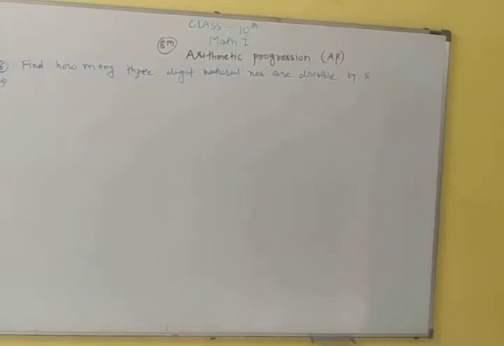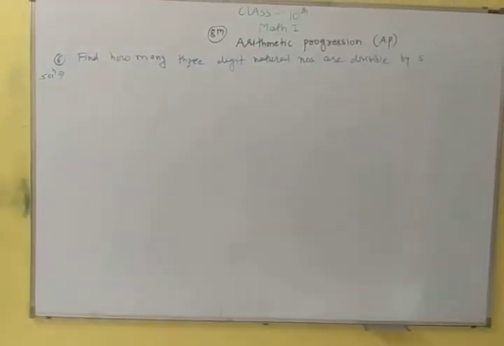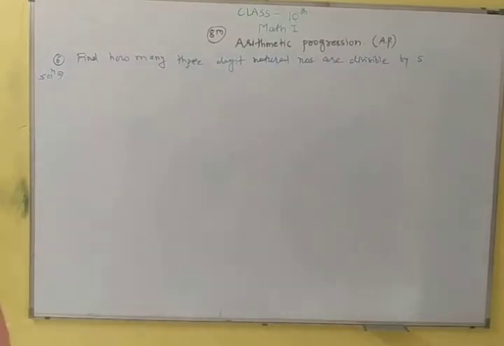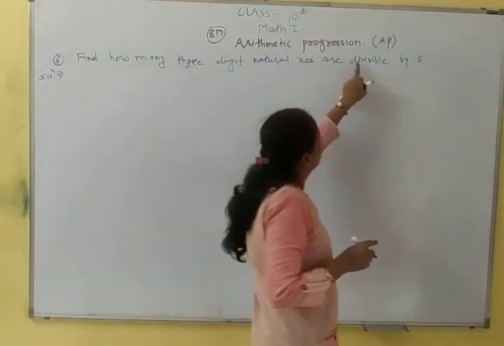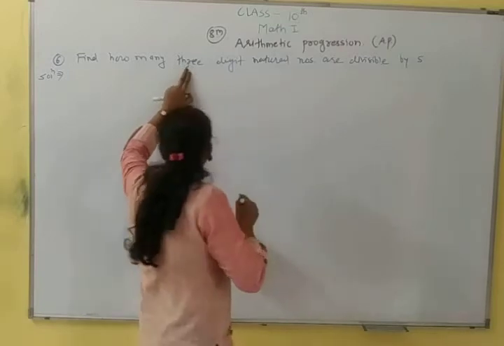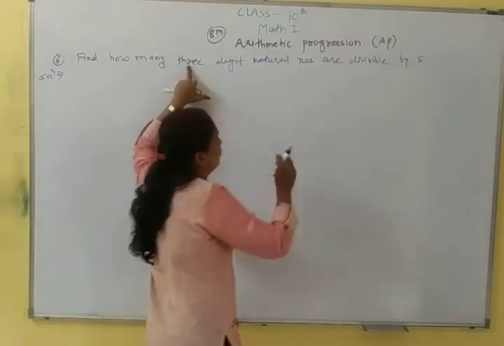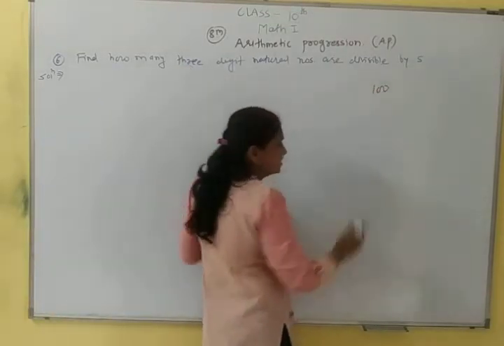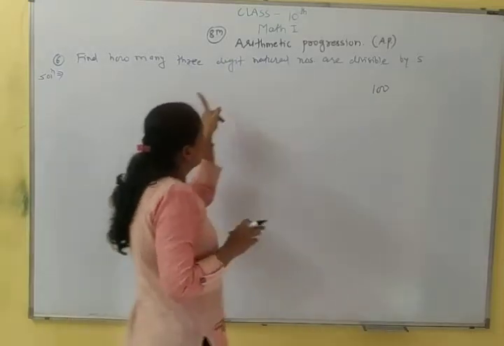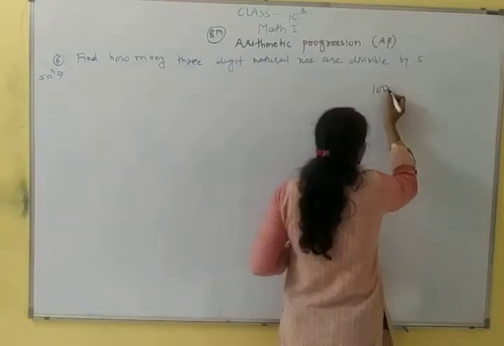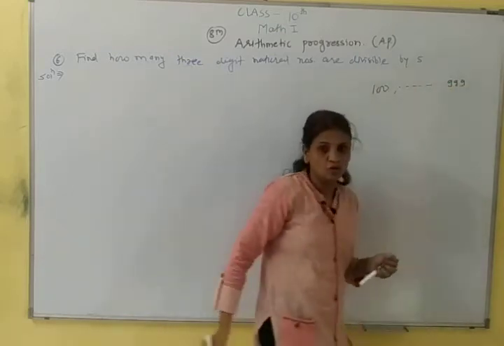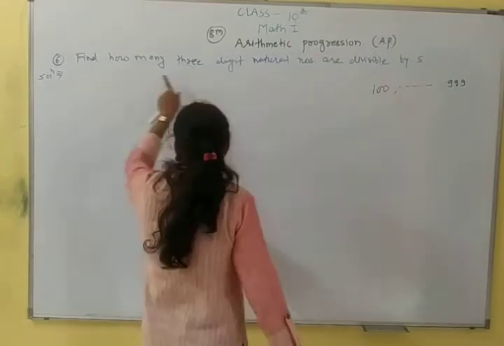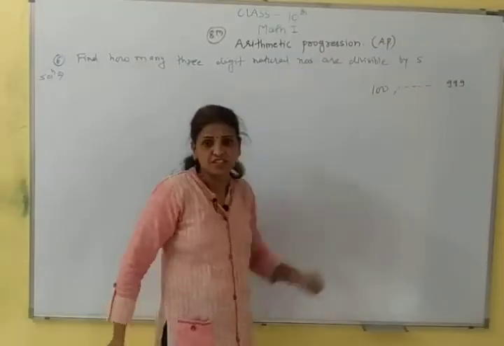Then sixth problem: find how many 3-digit natural numbers are divisible by 5. Question number 6. How many 3-digit natural numbers are divisible by 5? 3-digit natural numbers start from 100, so 3-digit numbers are 100 up to 999. In this sequence, how many are divisible by 5?